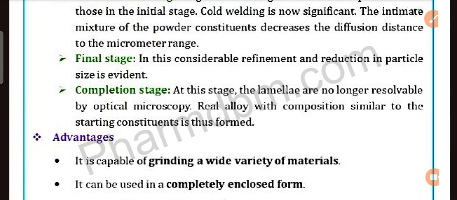Completion stage. At this stage, the lamellae are no longer resolvable by optical microscopy. A real alloy with composition similar to the starting constituents is thus formed.